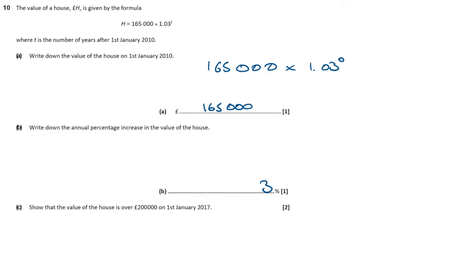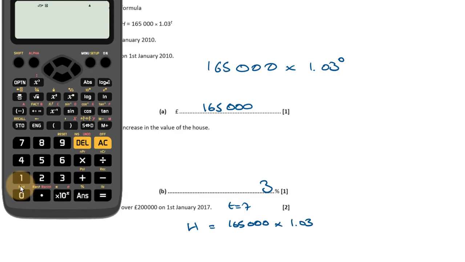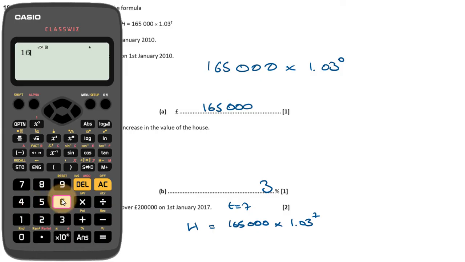Show that the value of the house is over 200,000 on 1st of January 2017. Well, that will be 7 years later. So here, t is equal to 7. So what we're working out, h, that is going to be 165,000 multiplied by 1.03 to the power of 7. Now, I cannot do that in my head, so I'm going to reach for the calculator.